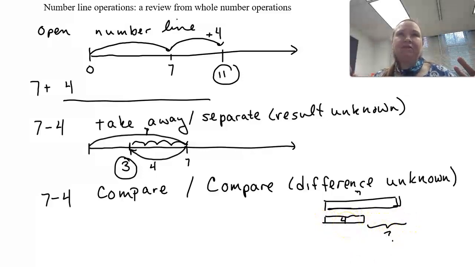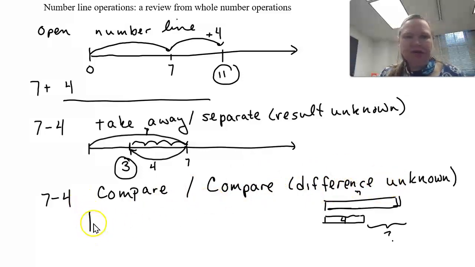If I was going to tell you a word problem, I would say I have 7 red apples and 4 green apples. How many more red apples than green apples do I have? So that would be a compare difference unknown question.